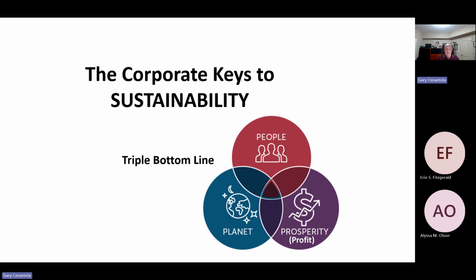And then on the planet side, how are you going to be a good corporate socially responsible organization that really doesn't deplete the environment? And the statistics are there, at the rate we're going in terms of consumerism, by 2050, we're going to need three planets to be able to sustain all our consumerism.